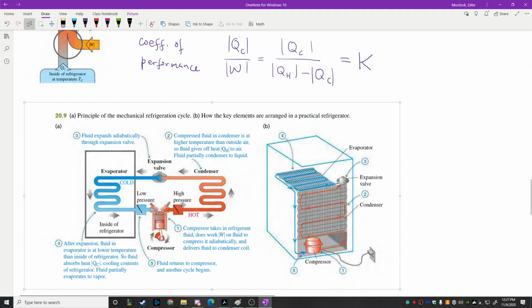Now before the hot fluid comes back into your refrigerator, you want to make sure it's cold again, right? So you take your fluid. You have these lines right here that represent the fact that on the back of the refrigerator, these things are exposed to the air, and they're wrapped around like this to, I believe, expel as much heat to the air as you possibly can. So the fluid then condenses. It says compressed fluid in the condenser is at a higher temperature than the outside air, so the fluid gives off heat QH to the air, and the fluid partially condenses to a liquid.